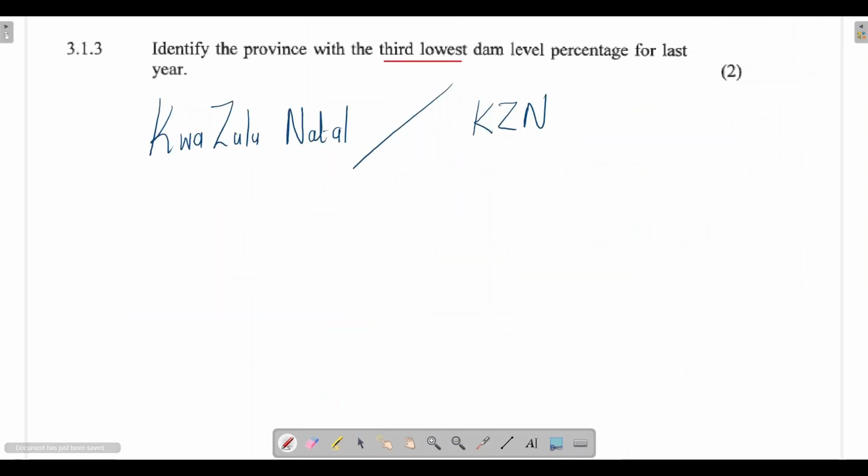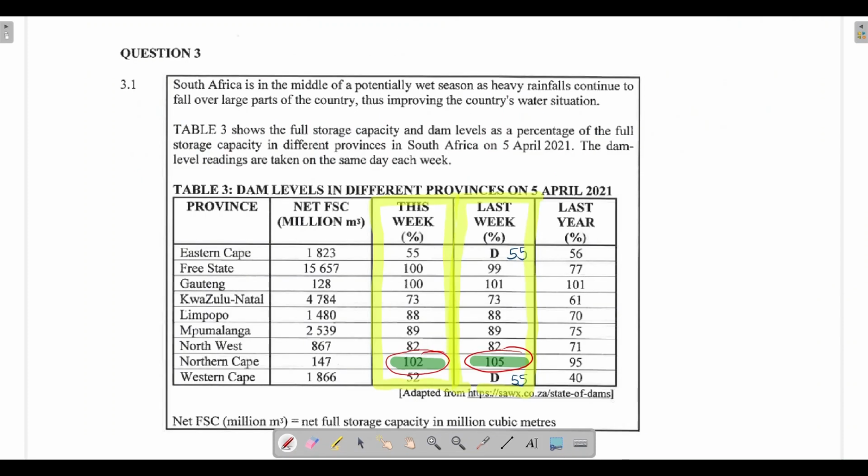Okay, let's go back to our table. Why would a person think it's 3 over 18? Because for Gauteng, that 101 exceeds 100%, so you might just count that, and count this, and count that, and it's just going to be 3 over 18. So the favorable outcomes is just 3 over 18.